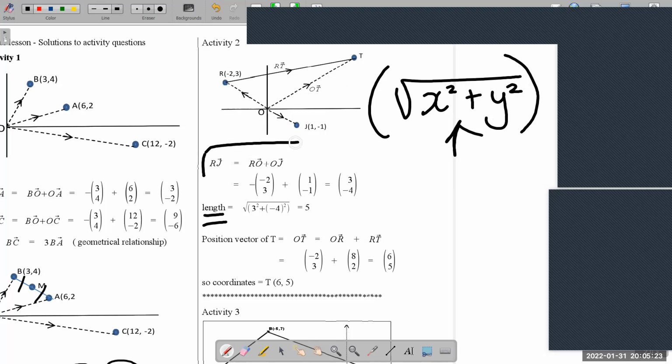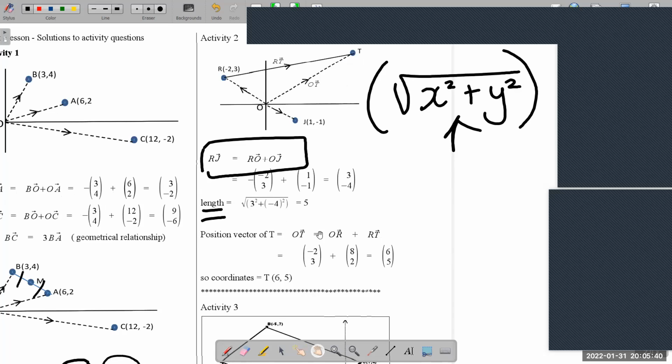Look at that. RJ is equal to RO plus OJ. So as you see, you would realize why I spend so much time making sure y'all understand the formulas, the triangular law, because it is the foundation of everything on vectors.